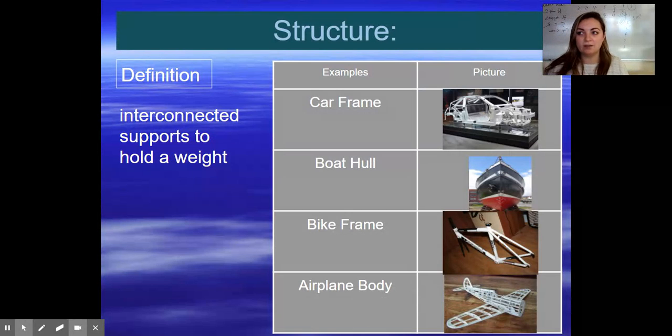If you didn't have a car frame and it was just a bunch of metal with nothing underneath it, that car would be very flimsy. It wouldn't be able to hold the weight. It probably wouldn't be able to drive very fast either.